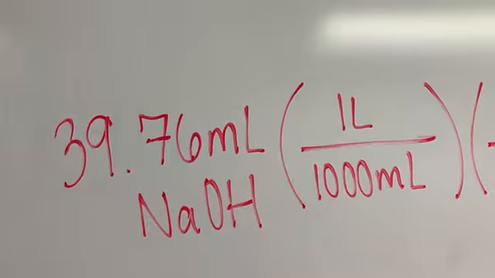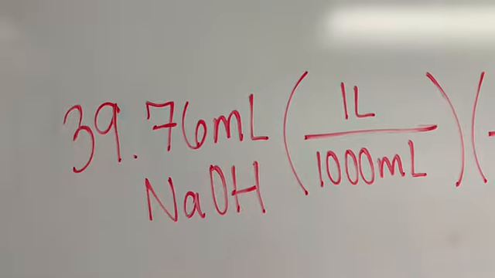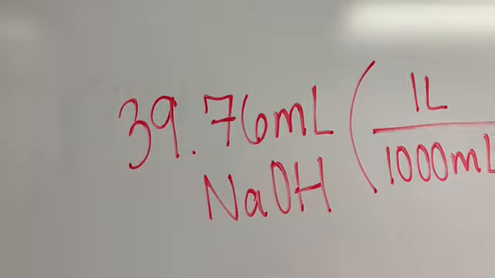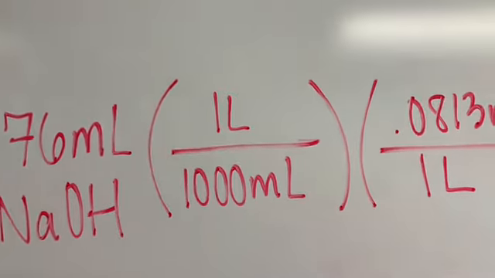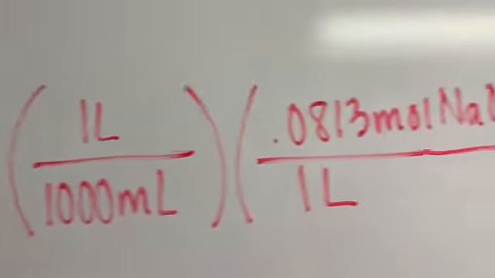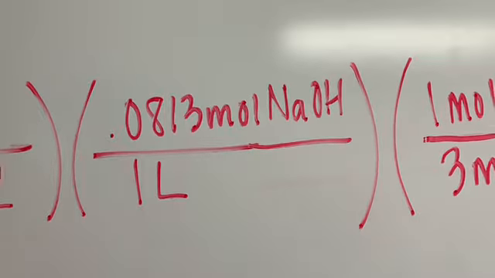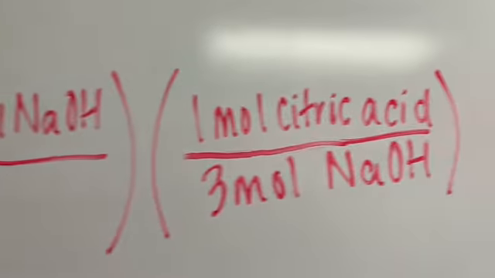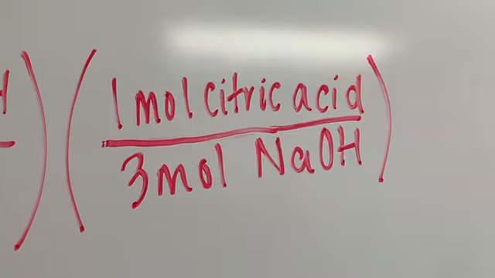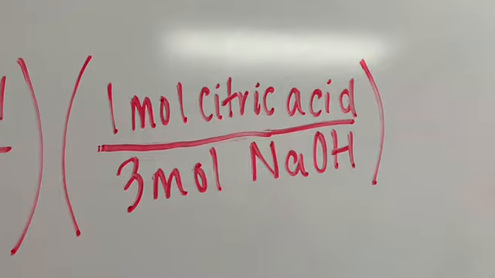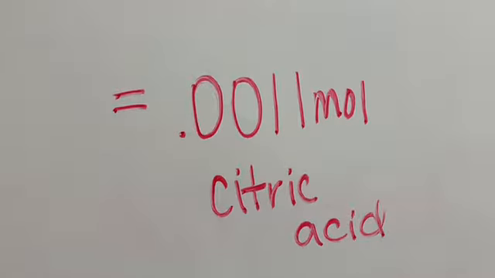To find the concentration of citric acid, you must take your final reading of your burette, which in this case is 39.76 milliliters of NaOH, multiplied by 1 liter divided by 1,000 milliliters. Multiply that number by 0.0813 moles of NaOH divided by 1 liter, and then multiplied by 1 mole of citric acid divided by 3 moles of NaOH, which you can get from your balanced equation. This will give you 0.0011 moles of citric acid.